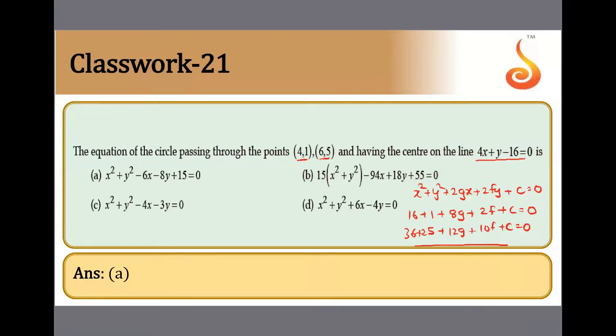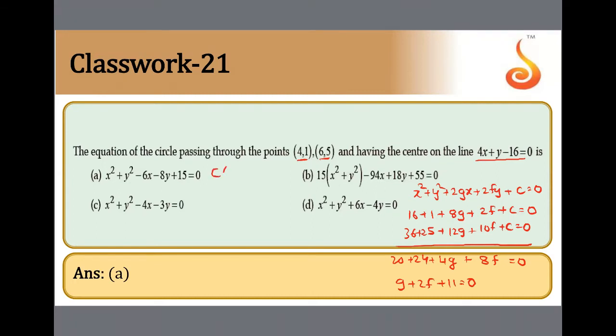We subtract it. 10f minus 2f will give you 8f. 12g minus 8g will give you 4g, right? 36 minus 17 will give you 20... this will give you 24 is equal to 0. So 4 you can remove it. You get g plus 2f plus 11 equal to 0. Correct? Now the center lies on the line.